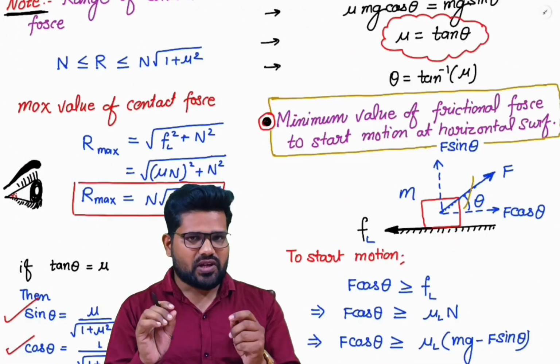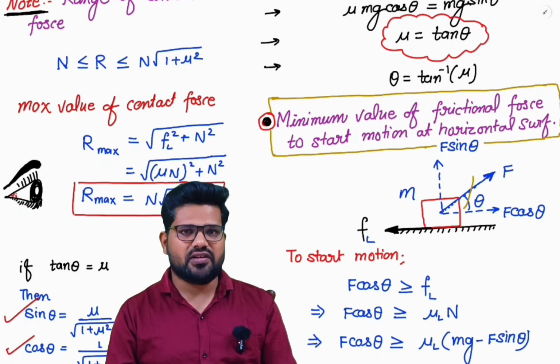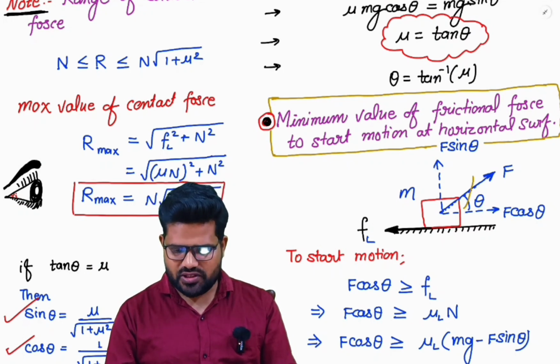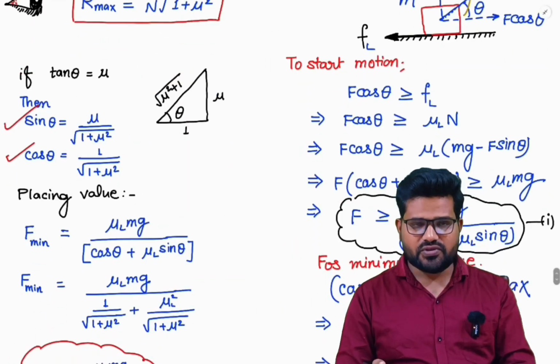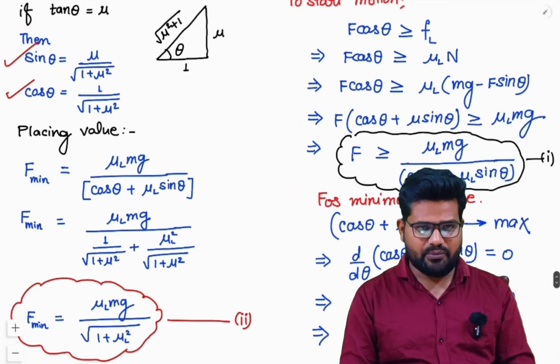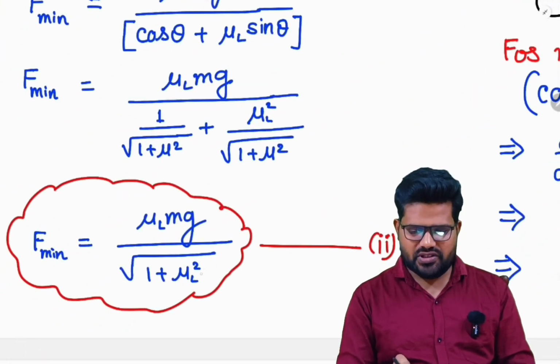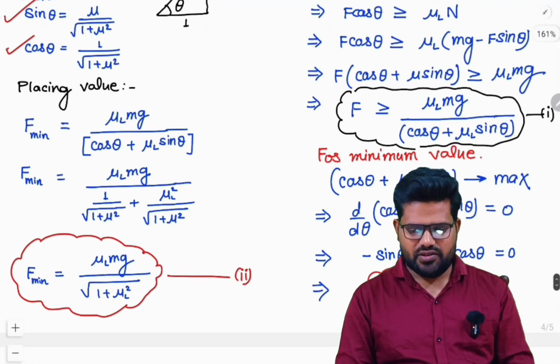Now we will discuss the minimum force applied on a body placed on a horizontal rough surface to start the motion. Minimum value of the force applied on a body is mu_L mg upon root of 1 plus mu_L square. The derivation of this formula is shown in the figure. You can see.